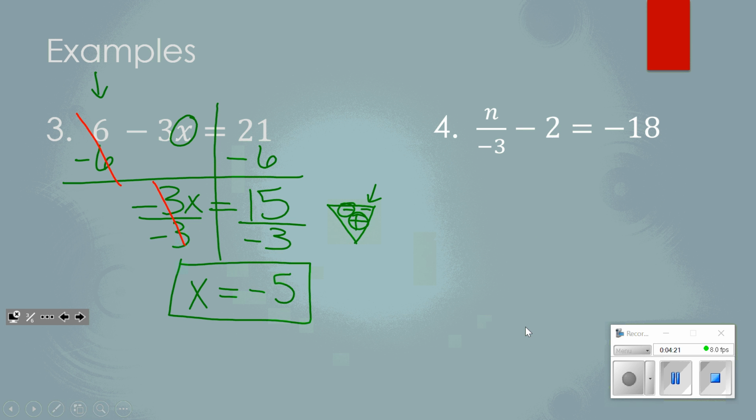The next one, number 4. n divided by negative 3 minus 2 equals negative 18. Go to the side that has the most terms and circle the variable and draw your line. We're going to get rid of that minus 2 first. To get rid of minus 2, we're going to add 2 to both sides. Pick up our cancel pen.